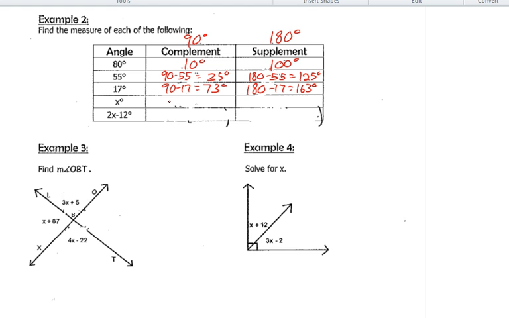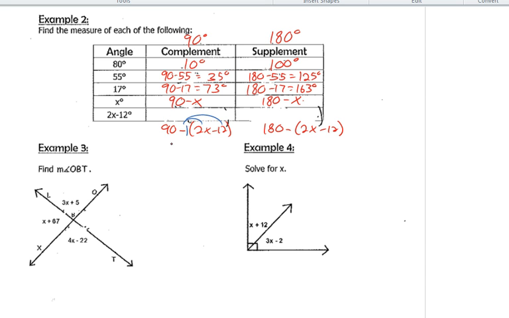We have x, so it's 90 minus x, you're done. 180 minus x, you're done. You can't do anything else. So it's the same idea here. So you're going to have 90 minus (2x minus 12), 180 minus (2x minus 12). Same idea, you could actually simplify it if you wanted and distribute, kind of like there's a negative 1 here, distribute that in.